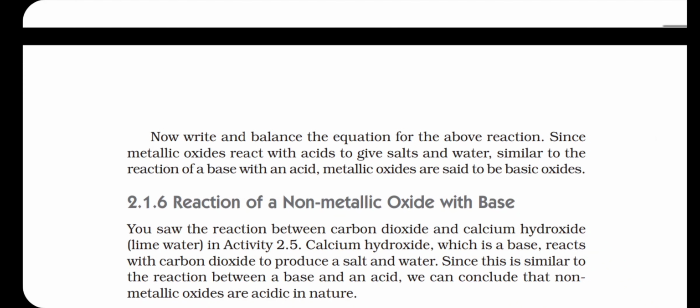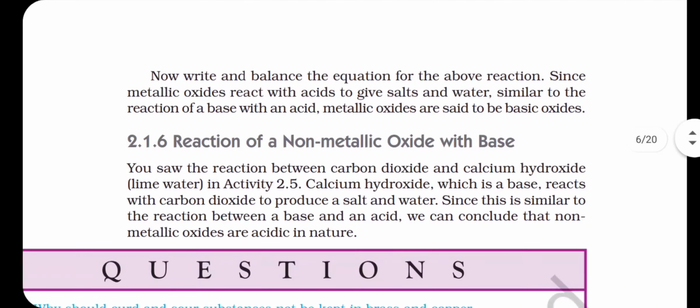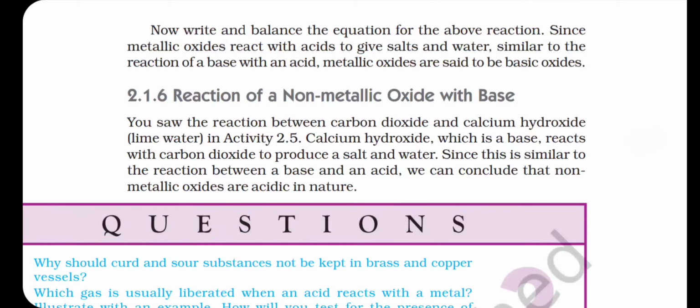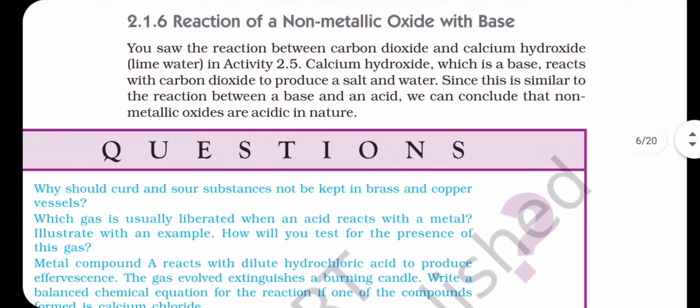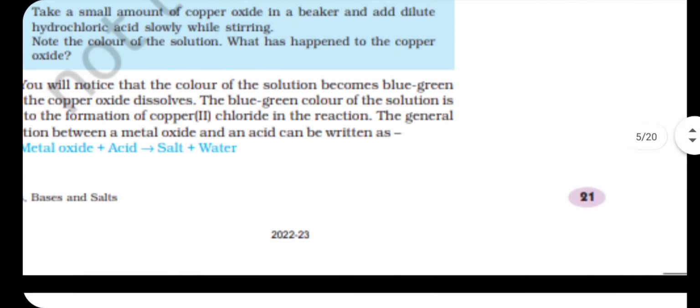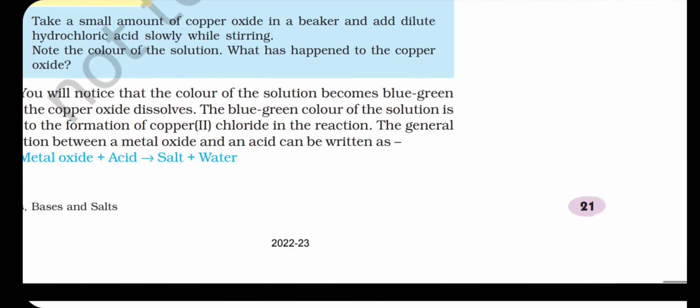Similarly, in the reaction of a base with a metallic oxide, the metallic oxide is a basic oxide. So now the reaction of non-metallic oxide with a base. A metallic oxide when reacted with acid forms water with salt.